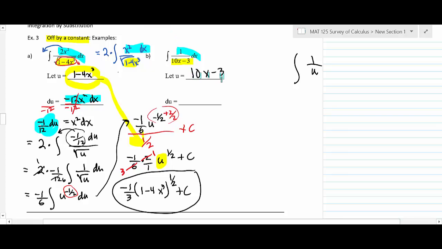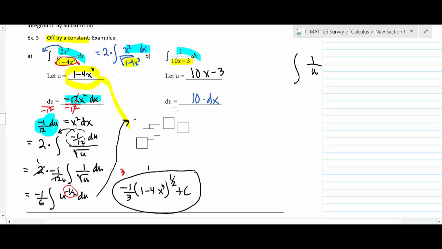So what is du based on 10x minus 3? It's 10 dx, right? Okay, I'm going to erase some of this stuff from the last problem because it's kind of getting in the way here. Okay, like this. All right, let me just kind of pause there because what we have so far is we have u there. We have that. Now, here's the thing. We wanted du to be 1 dx, right? It's 10 dx.